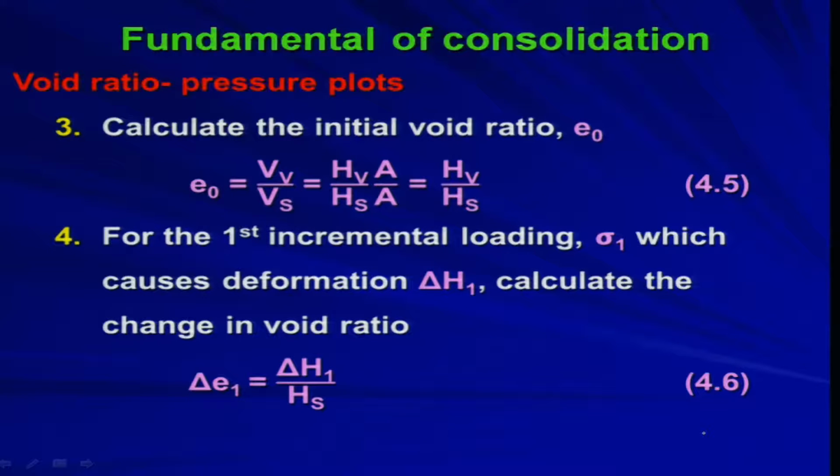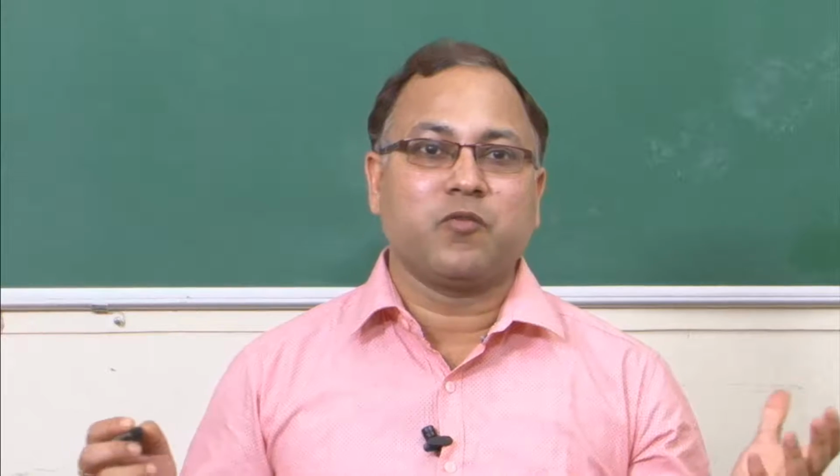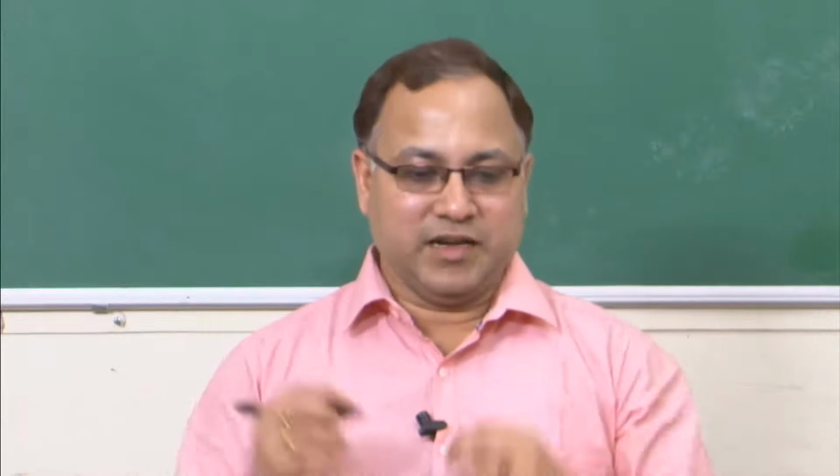What is Vv? Vv is the initial volume of voids. What is that? Hv into A. Hv we have calculated in the second step, right, just now. So, Hv into A is nothing but the Vv, whereas Hs into A is nothing but Vs, am I right. So, from this we can get e naught is equal to Hv by Hs. Your volume of voids by volume of solid is nothing but your void ratio. Now, it is equal to your height of voids divided by height of solid, because you do not have any deformation in the lateral direction or the radial direction.